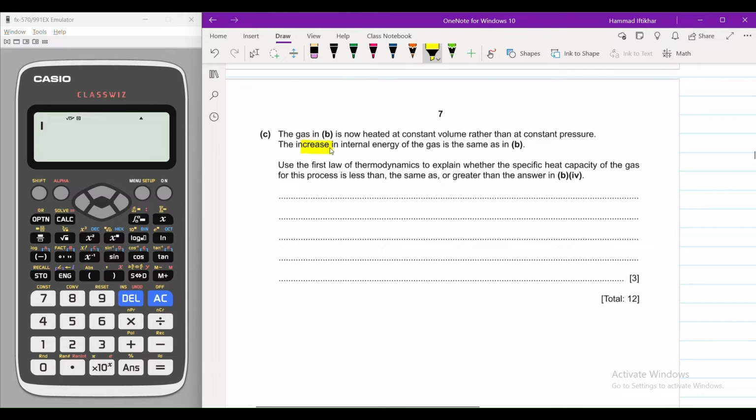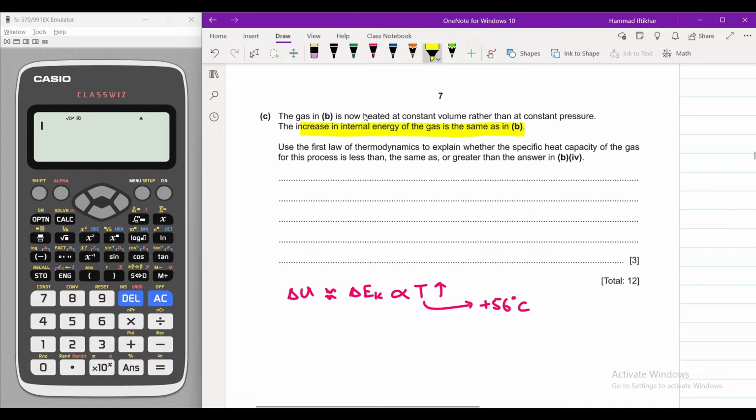So when they say that the increase in internal energy of the gas is the same, and since this is an ideal gas, the change in internal energy of the ideal gas is approximately equal to the change in kinetic energy of the gas, which is directly proportional to the temperature rise. So if the increase in internal energy is the same as previously, that means the temperature rise is also the same. So the temperature rise is the same, plus 56 degrees Celsius.